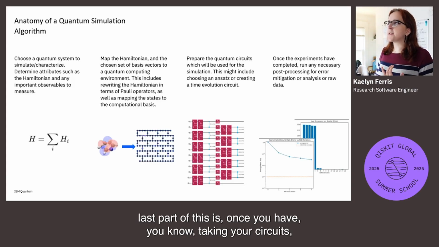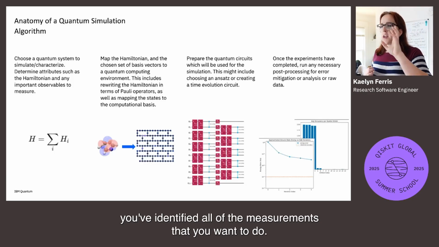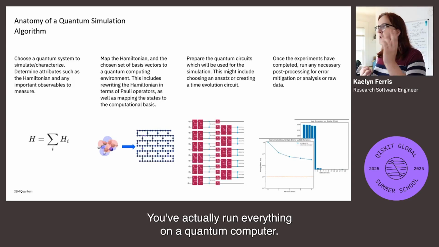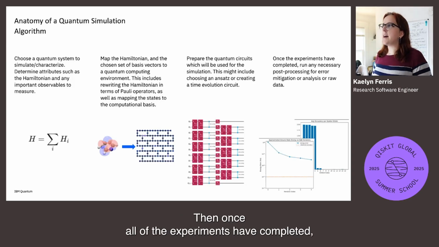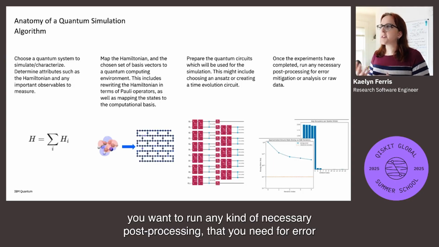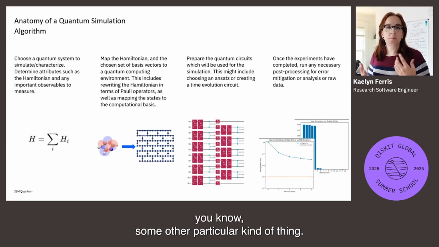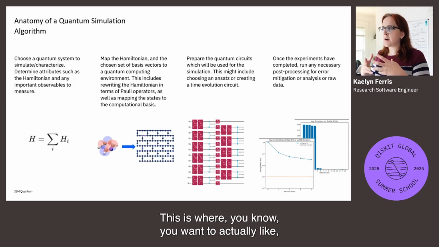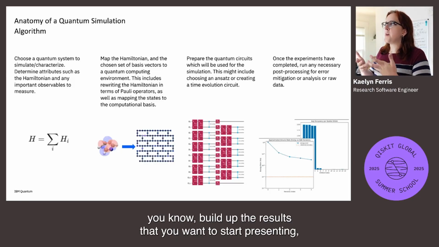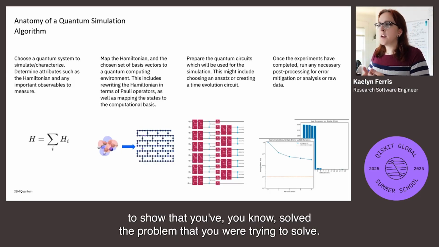And then the last part of this is once you have taken your circuits, you've identified all of the measurements that you want to do, you've actually run everything on a quantum computer. Then once all of the experiments have completed, you want to run any kind of necessary post-processing that you need for error mitigation or analyzing the raw data in some way. This is where you want to actually build up the results that you want to start presenting to show that you've solved the problem that you were trying to solve.